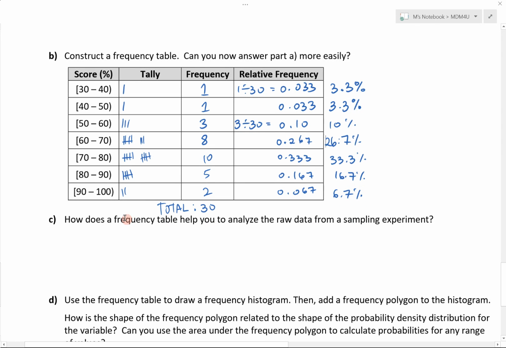All right, so part C, how does a frequency table help you analyze the raw data from a sampling experiment? Well, the frequencies vary from 1 to 10. So what does that suggest? That distribution is not uniform. So I'm going to write that the distribution is not uniform because frequencies are different.